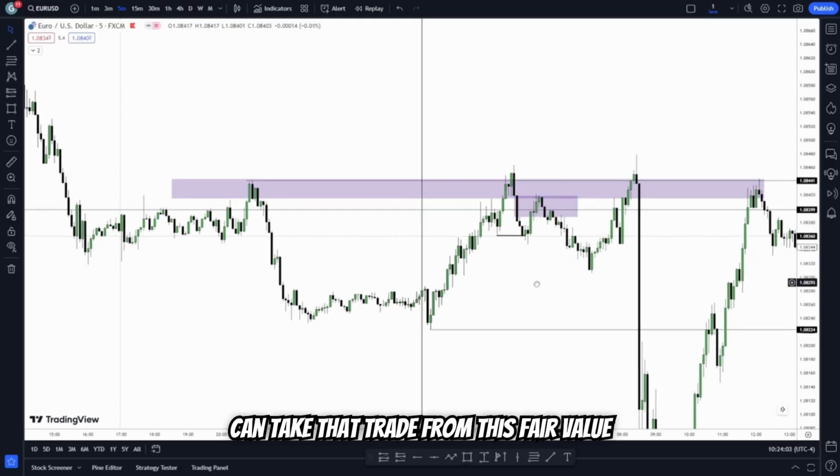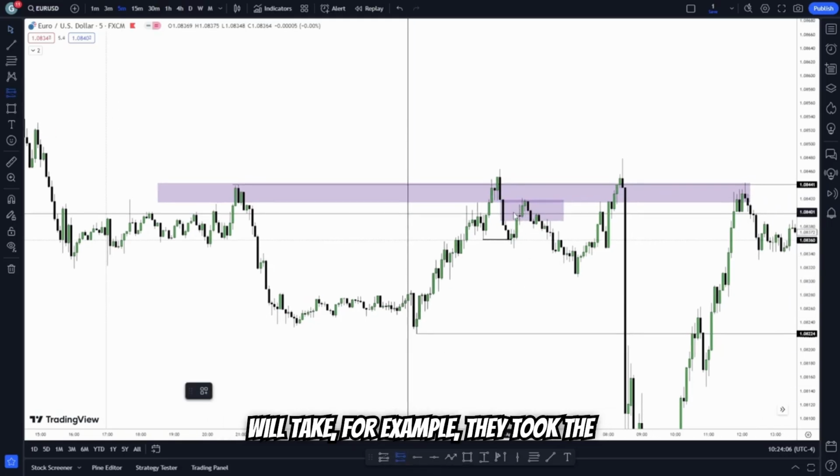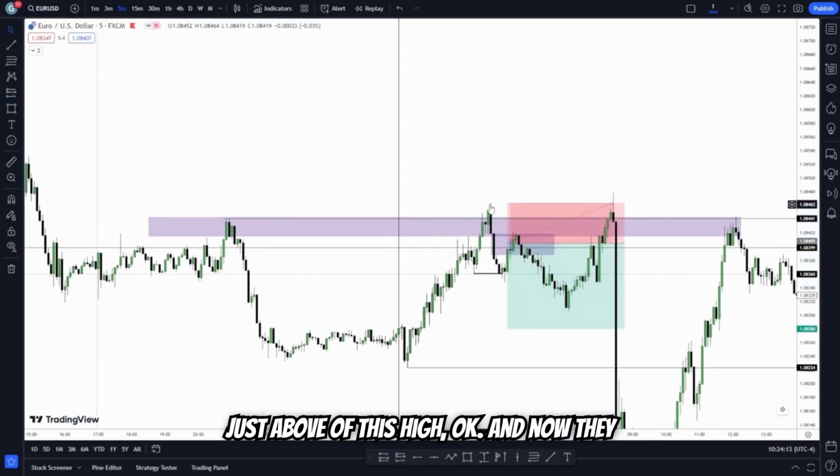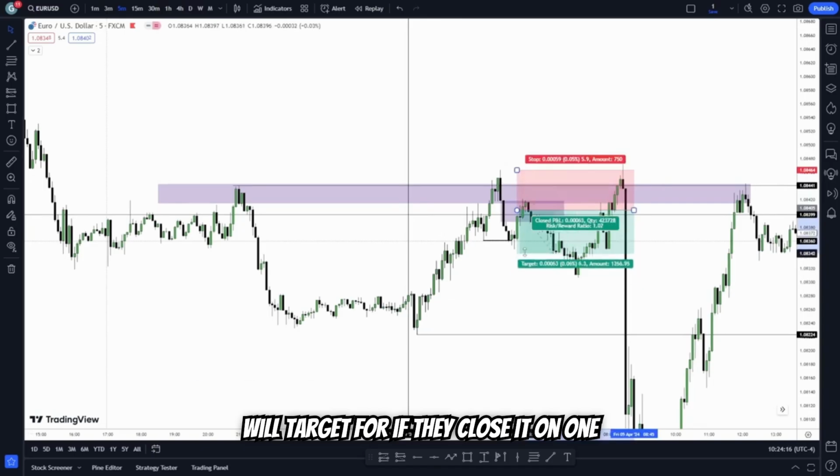Okay, they can take the trade from this fair value gap, and now the problem is that, for example, they took the sell from here, and they will place the stop loss just above this high. Okay, and now they will target, if they close it at 1:1, or if they close some partials at 1:1, they're safe.